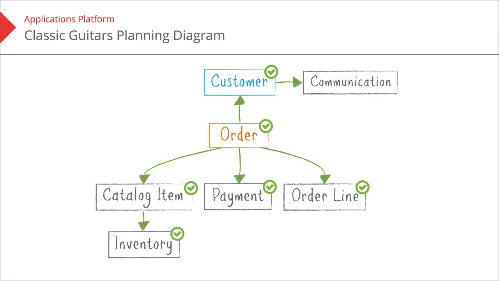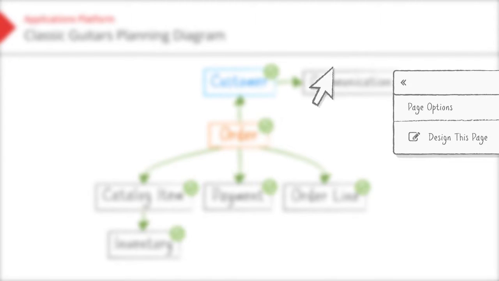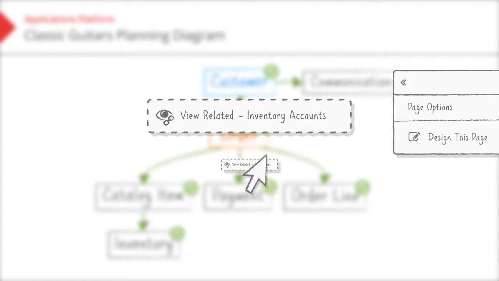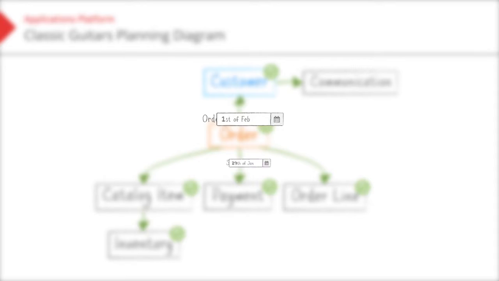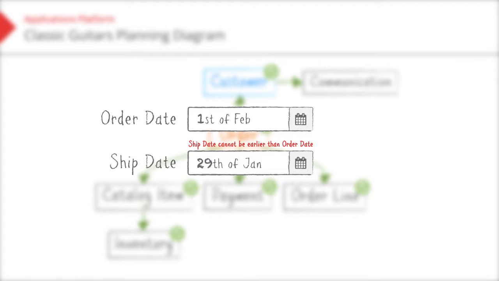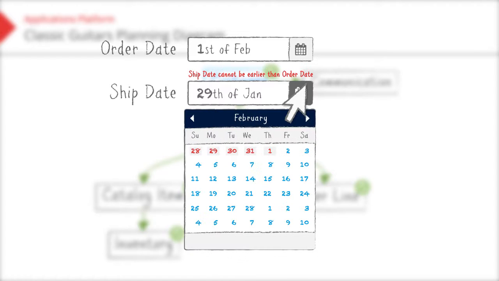In the previous video, we edited the inventory accounts and catalog item pages using the Design This Page functionality. We also inserted view-related records components into those pages. We will continue our training by adding additional date and formula fields and creating field validations.